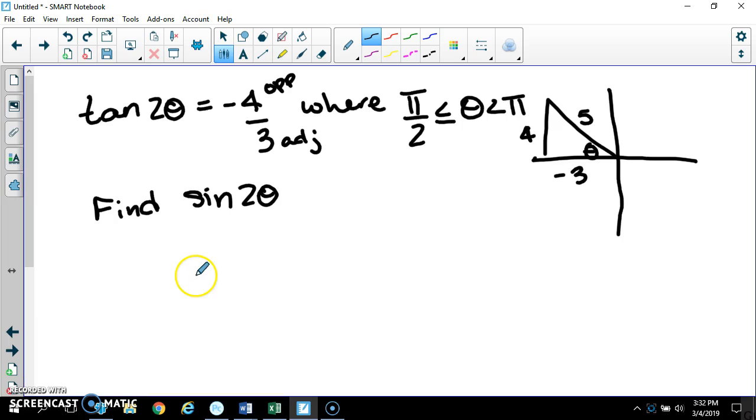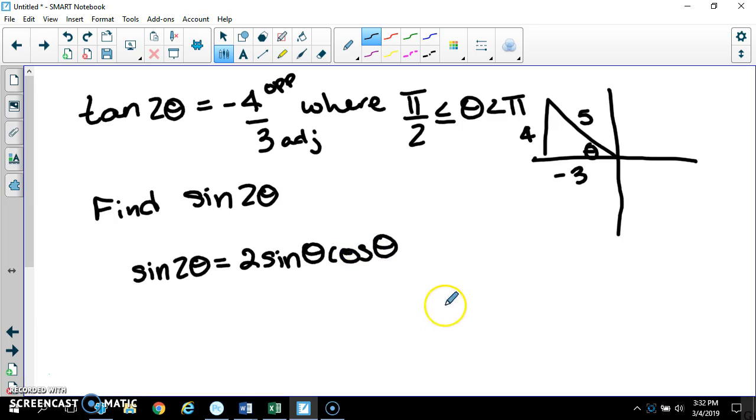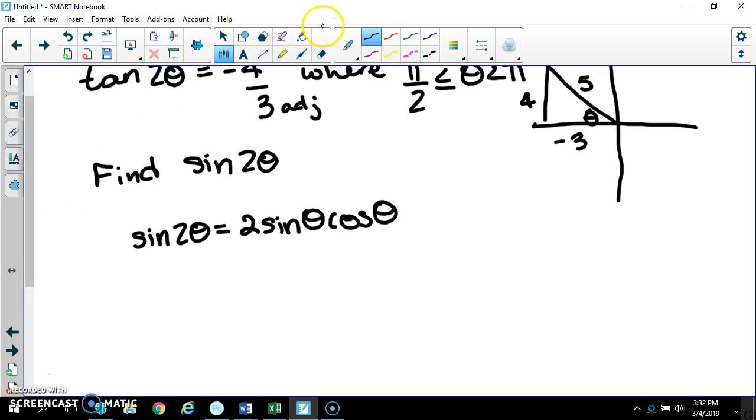So now I'm going to do sine 2 theta, which the equation for that one is 2 sine theta cosine theta. I could also do 2 cosine theta sine theta. Order doesn't matter. I'm multiplying. It's all the same thing. So if this is what I have, I'm going to go ahead and fill in. I've got 2 times sine. Sine is opposite over hypotenuse, so I've got 4 over 5. And cosine is negative 3 over 5.